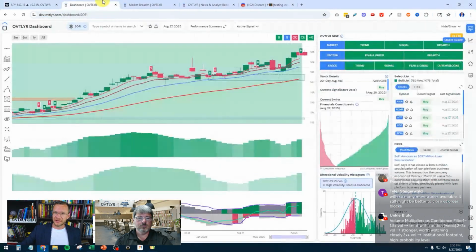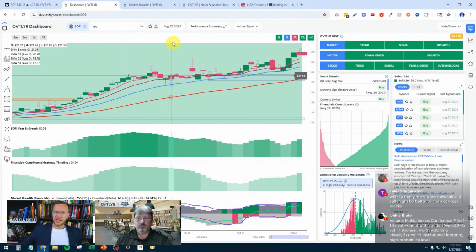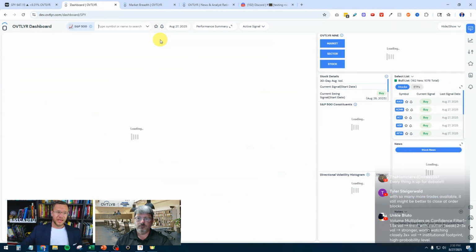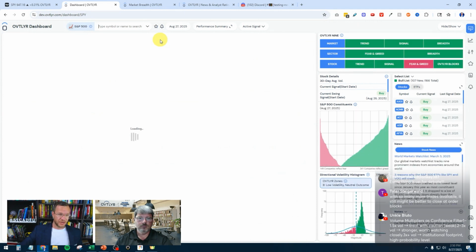Now let's go look a little bit deeper at the market here. Now I'm using 4.0 OVTLYR, which comes out tomorrow. By the time you're watching this on the replay, it should show up in your account. And I'm using the dev server. You're going to use the regular server, and it is a bit slower. I know, it's frustrating, but it is a little bit slower. It won't be slower in your account tomorrow, Joe.